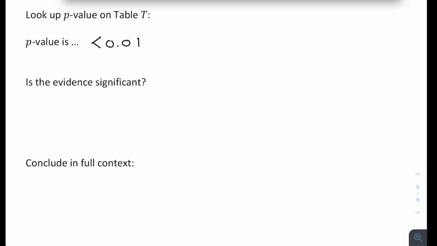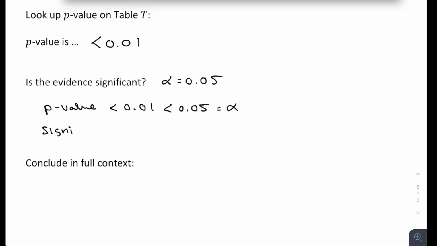With a p-value of less than 0.01, we must now assess, is this evidence significant? Remember that alpha was 0.05. Now, since the p-value is less than 0.01, less than 1%, it's also less than 0.05. It's less than 5%. So it is significant. We reject the null hypothesis, and we conclude the alternative.